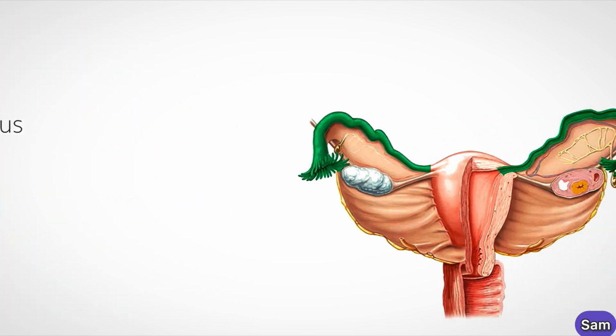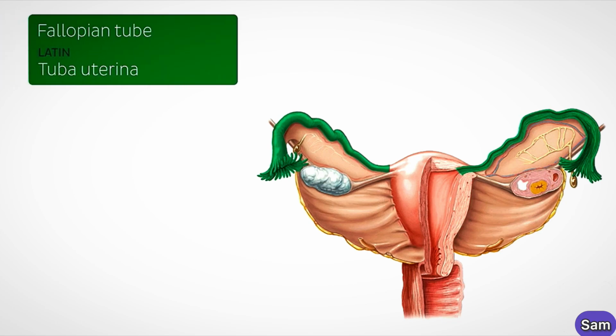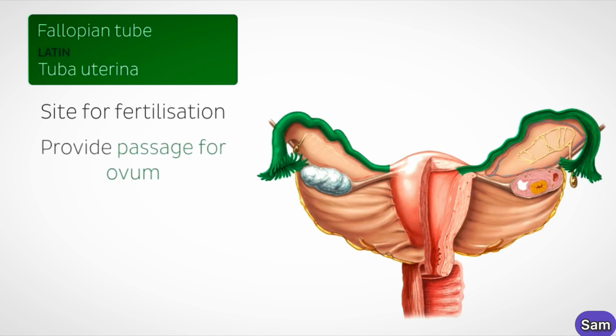So now let's move on to talk about the fallopian tubes, or the uterine tubes, as I think it's referred to in some other tutorials, or the salpinges, or the oviduct, as they're also sometimes called. And the fallopian tubes are important structures in the female reproductive tract, providing a site for fertilization, as well as providing passage for the transport of the ovum, or egg, from the ovaries to the body of the uterus. They're also the main connection between the uterine and peritoneal cavities.